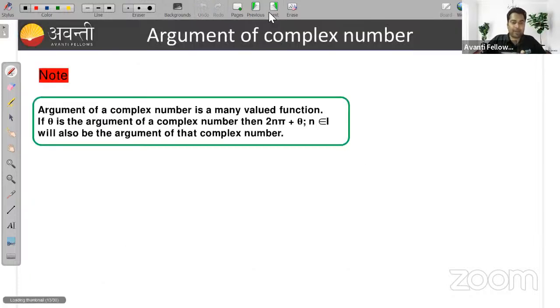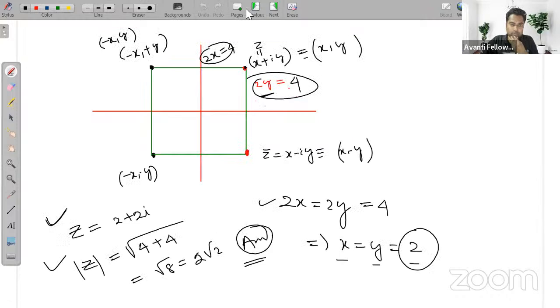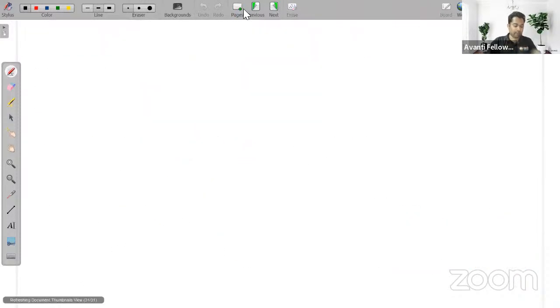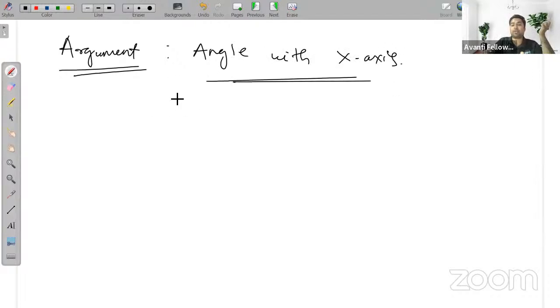Okay. Now let's move to another thing, that is argument of a complex number. I'm adding one point here. What is actually the argument of a complex number? How can we find the argument of a complex number? The actual argument is an angle. Argument is nothing but the angle with the x-axis. Angle with the x-axis is called my argument.